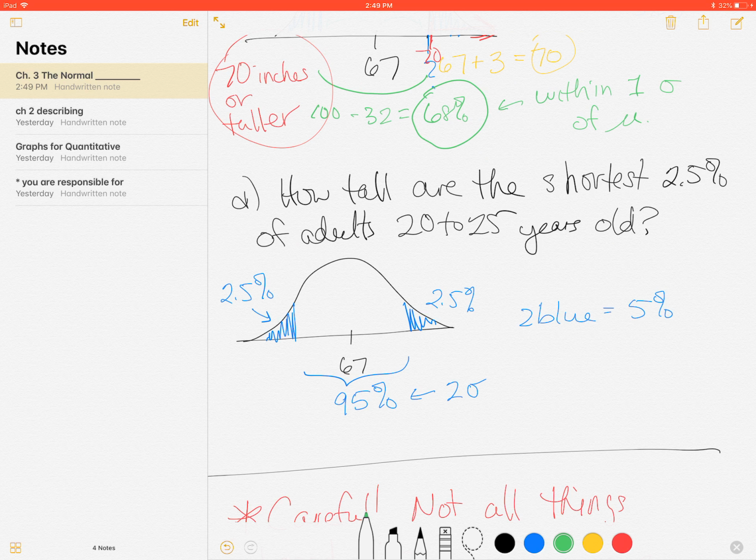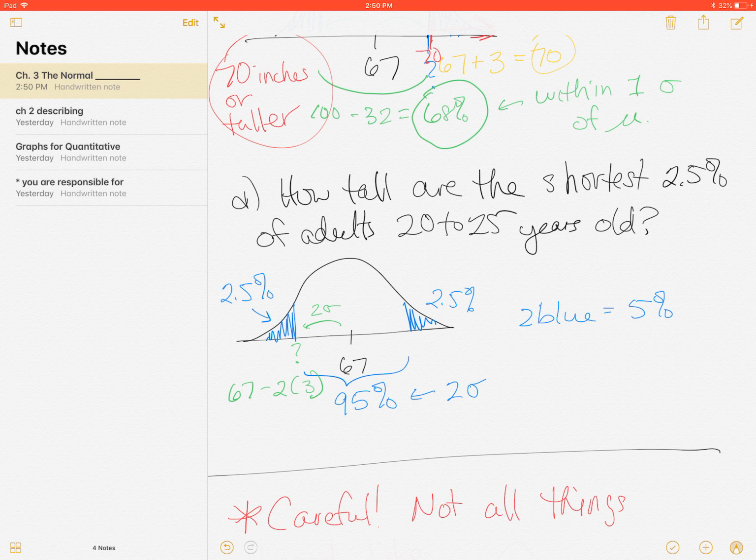So our answer is 60, oops, careful, I wanted the short people. This is the number I was trying to find. So my answer is 67 minus 2 standard deviations, or 2 times 3, or 61. And that means my final answer is 61 inches or shorter, because I want short people.